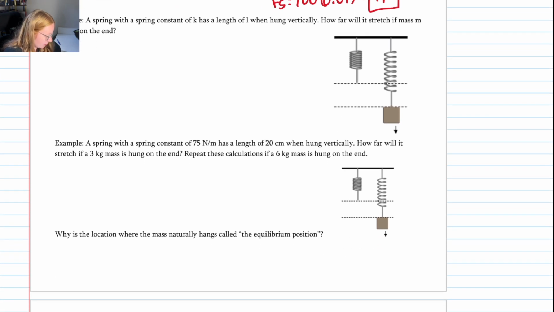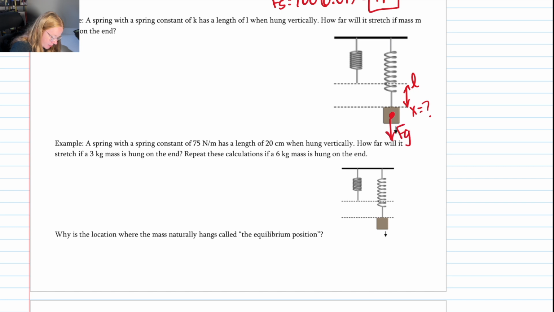A spring with a spring constant of k and a length of L when hung vertically. How far will it stretch if mass m is hung on the end? Okay, so the original length is L. It's asking how far it would stretch at the end. The rest of it is all just variables, so we just need to set up an equation. We don't have numbers to solve.